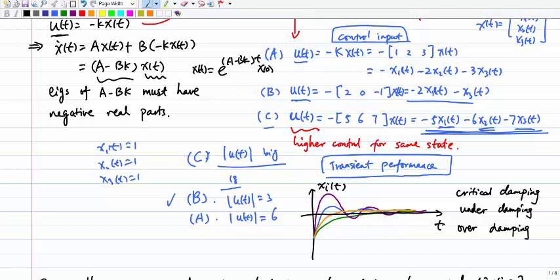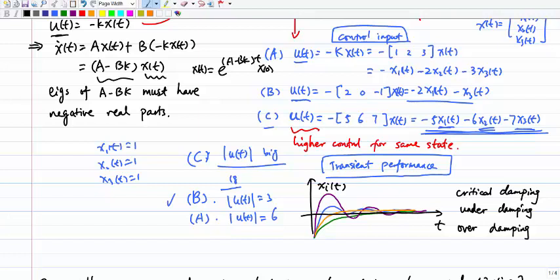So once you have this one, for different control inputs, you might have different transient profiles, which means it may take a little bit longer for you to stabilize to 0. Which is not desirable.